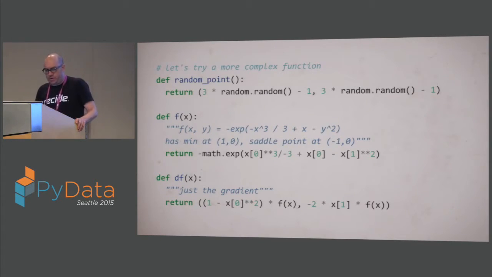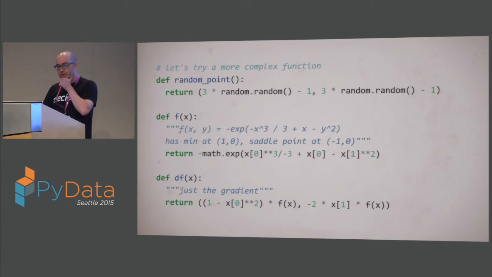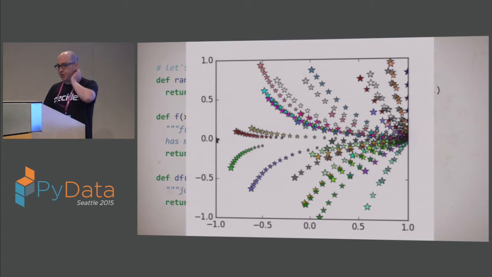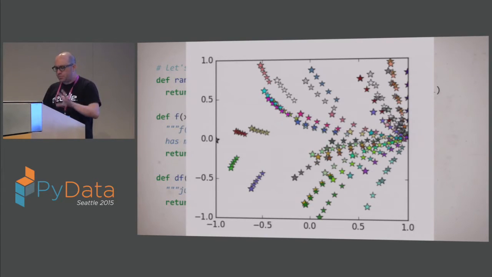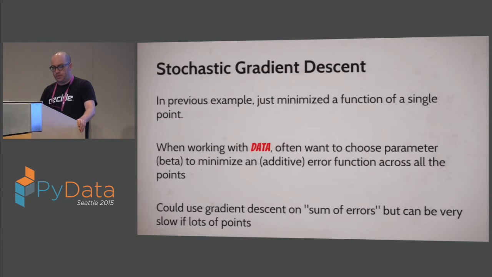So here's a slightly more complex function. It's exponential of negative x cubed over 3 plus x minus y squared. It has a minimum at x equals 1, y equals 0, and a saddle point at x equals negative 1, y equals 0. And so if I do the same to this one, you get a little more interesting picture. You can see all the points running off along the gradient lines. But I'm not really here to talk about calculus. I'm here to talk about data.